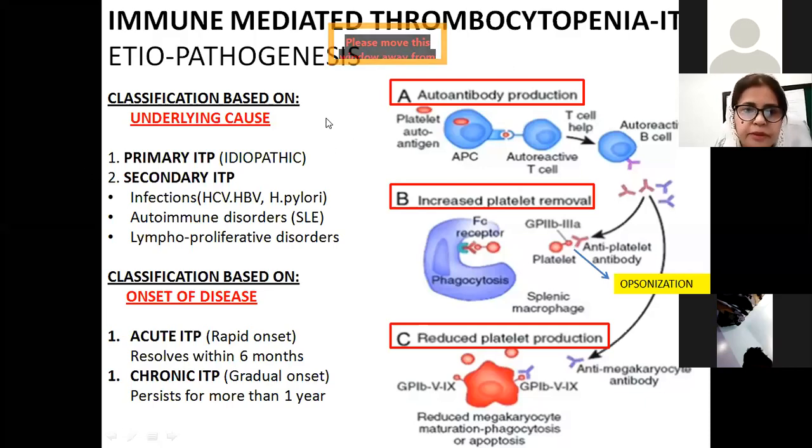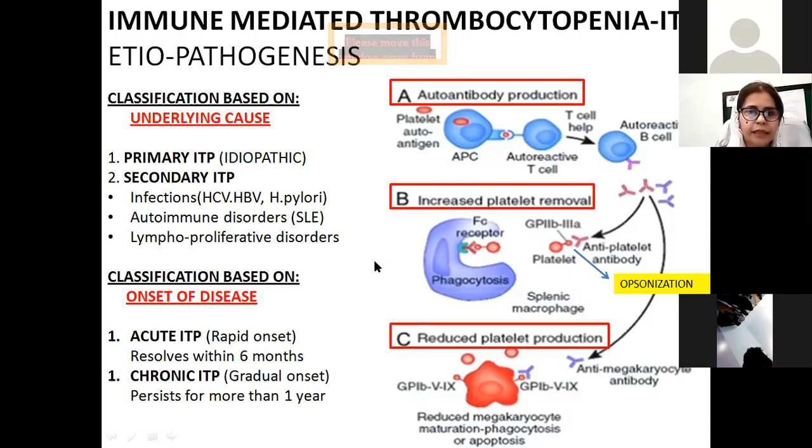We classify ITP based on the underlying cause into primary ITP and secondary ITP. Primary ITP is when there is no underlying cause detected. It is also called idiopathic ITP. The secondary ITP is due to secondary infection like hepatitis C, B, or H. pylori, autoimmune disorders like SLE, and lymphoproliferative disorders, which include lymphomas.